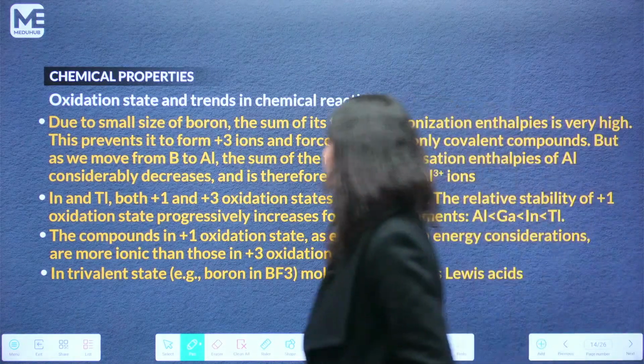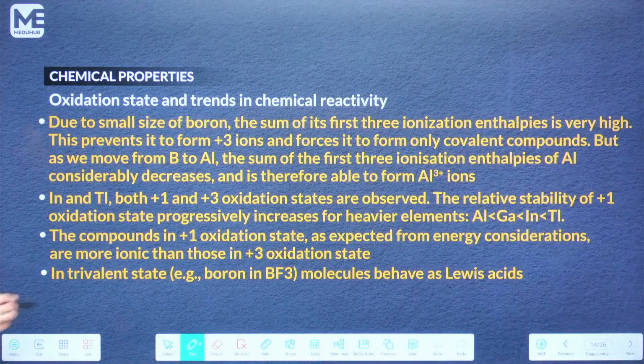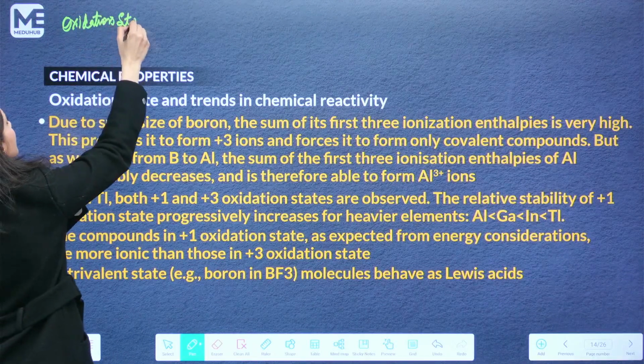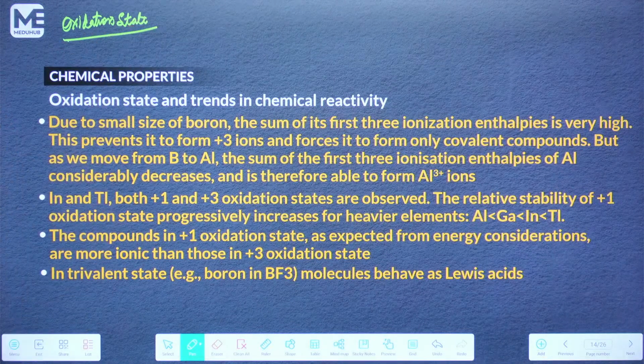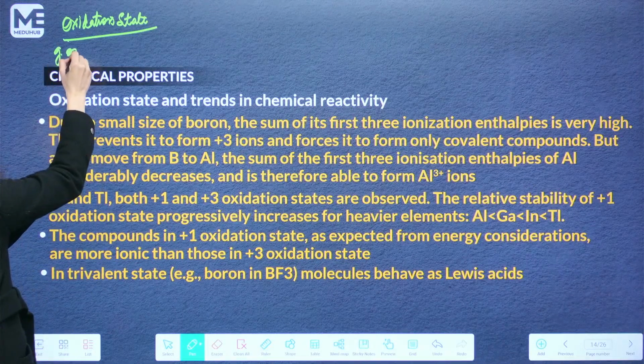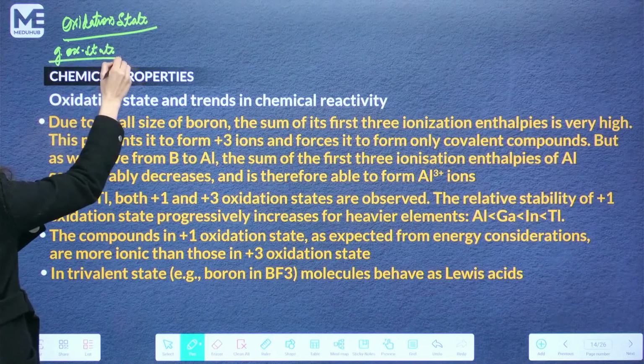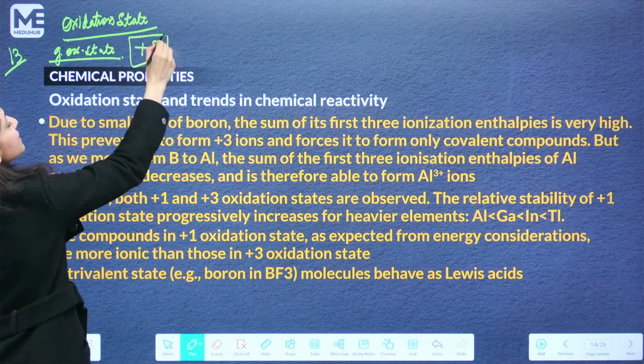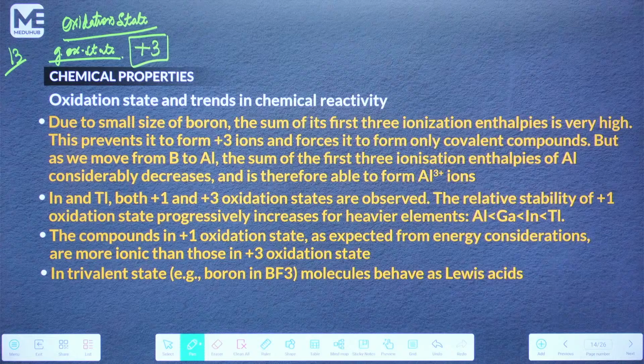Now coming to the chemical properties, we will be talking about the oxidation state first. So we already know that the main oxidation state that is exhibited is the group oxidation state. The group oxidation state for group 13 elements is +3, which is a sum of the ns and np electrons. Now, due to the small size of boron, the sum of its first 3 ionization enthalpies is very high. This prevents it from forming +3 ions and forces it to only form covalent compounds.